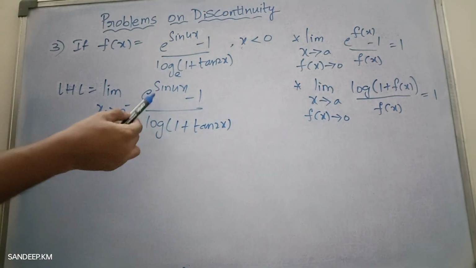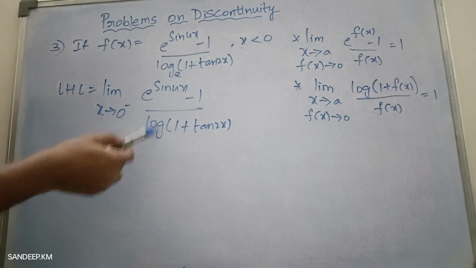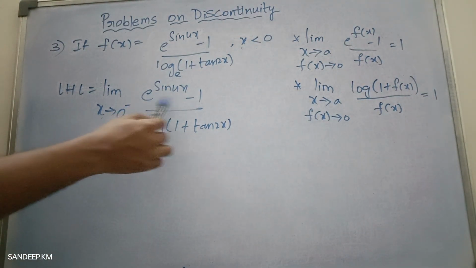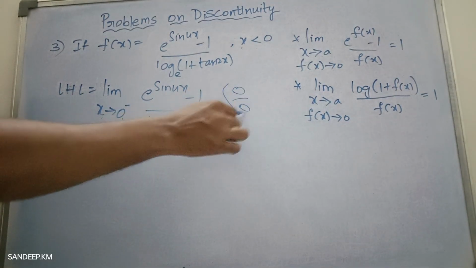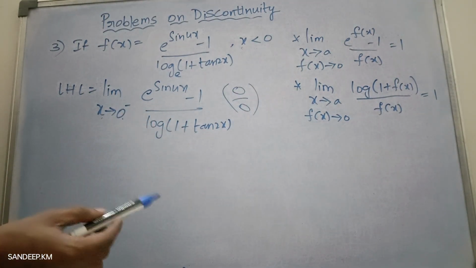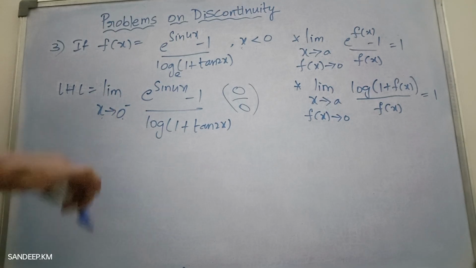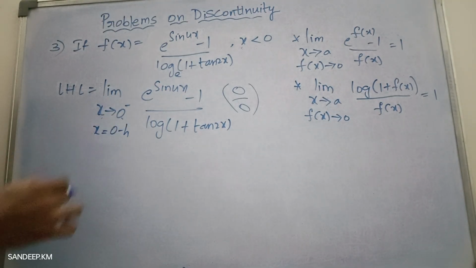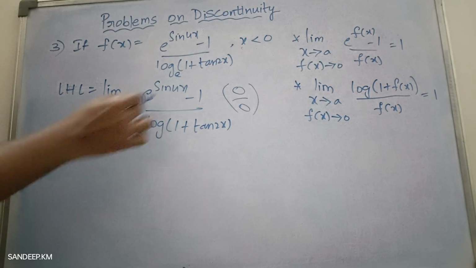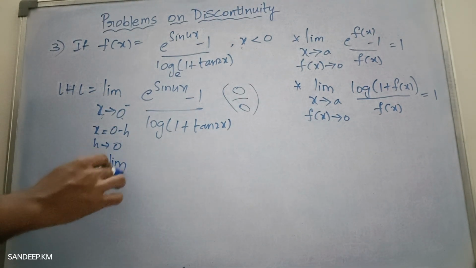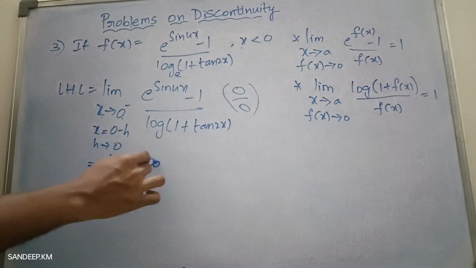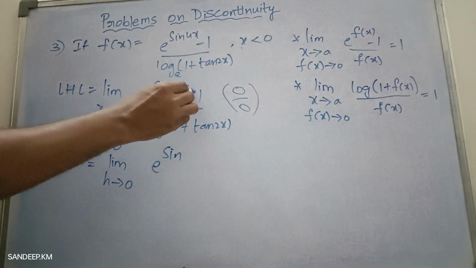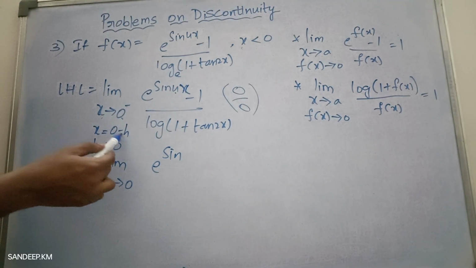We can use exponential limits and logarithmic limits to answer this question. Initially, when x is approaching 0 minus, the numerator is taking 0 form and the denominator is also taking 0 form. And let us see how to use logarithmic limits. But before that, x is approaching 0 minus means I'll write x is equal to 0 minus h, where h is approaching 0. So the function becomes what? Limit h approaches 0 e power sine of 4 into, instead of x, I will take minus h.